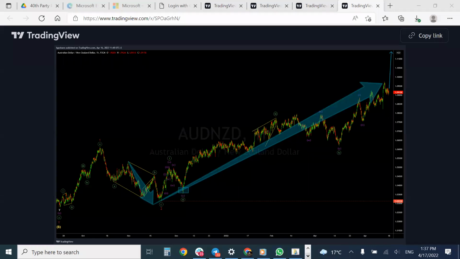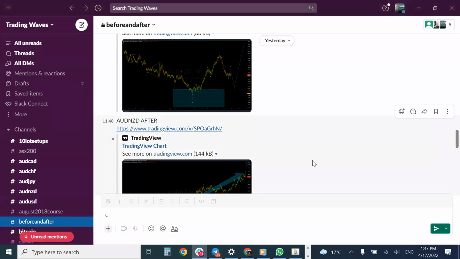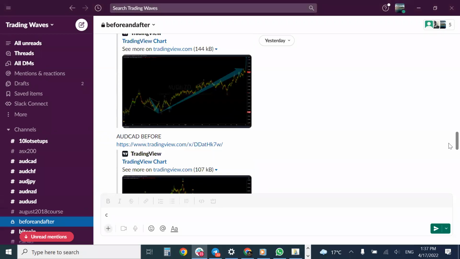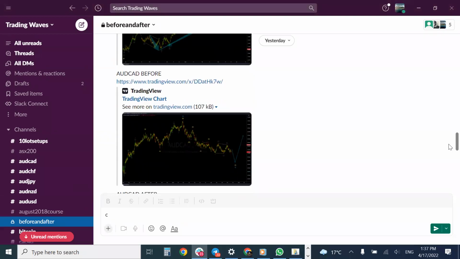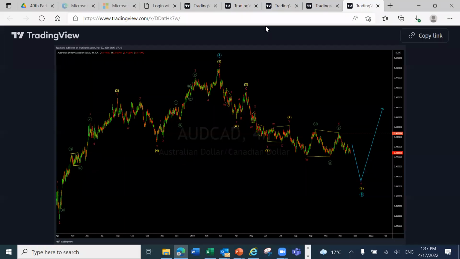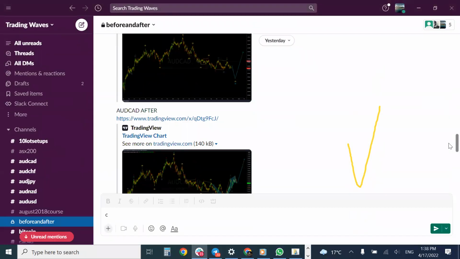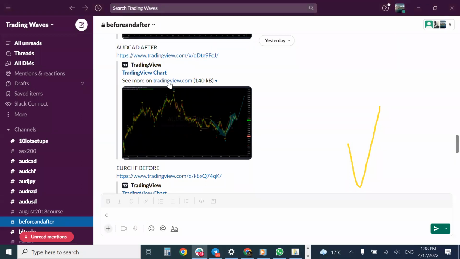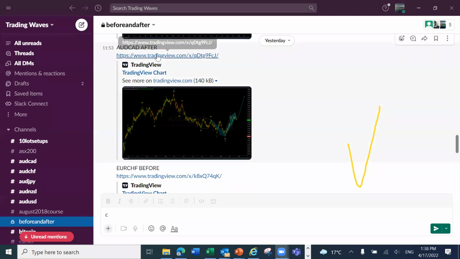All right, so let's have a look at more. That was Audi New Zealand. Let's have a look at AUDCAD. Now, notice how we focus not just one move, we focused a move down here and a move to the upside. Let's go and have a look at how the market has played out eventually after that. So this is exactly how it has played out.